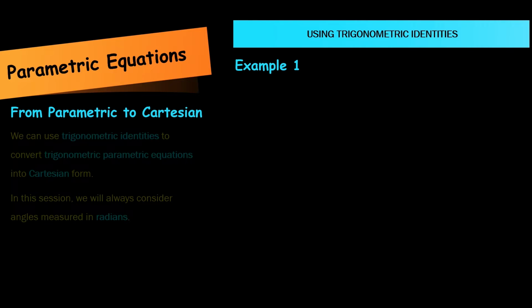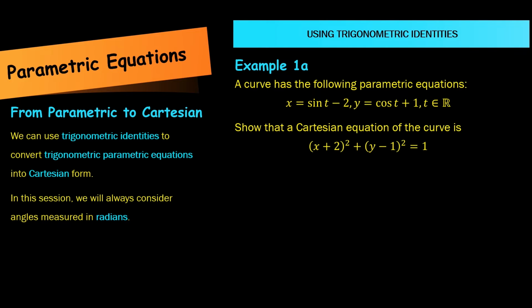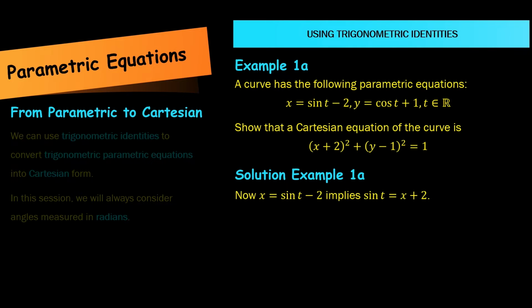Let's take a look at an example. Pause the video and have a go. Press play when you're ready to view the solutions. So let's take a look at part A first. A curve has the following parametric equations: x equals sine t minus 2 and y equals cos t plus 1 for t in the real numbers. We are required to show that a Cartesian equation of the curve is x plus 2 all squared plus y minus 1 all squared is equal to 1. So let's solve this.